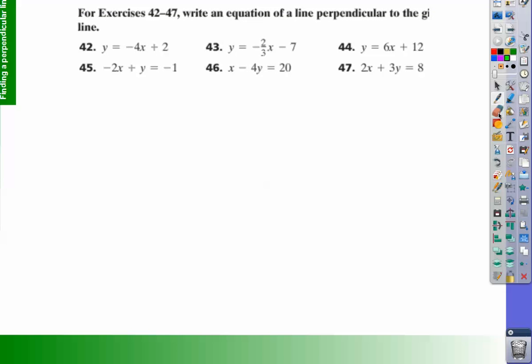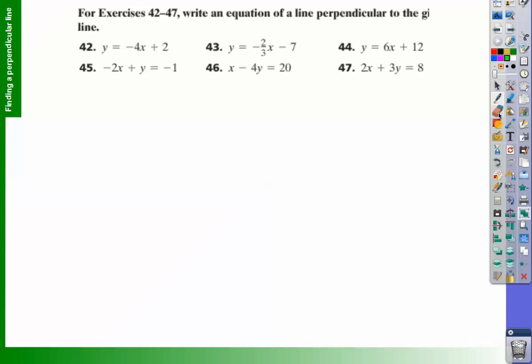So we're going to find some perpendicular lines here. We're given a bunch of equations, and we're supposed to find an equation of a line that is perpendicular to the given. Now, this is actually not terribly difficult. All we have to do is remember that a perpendicular line has an opposite reciprocal slope.